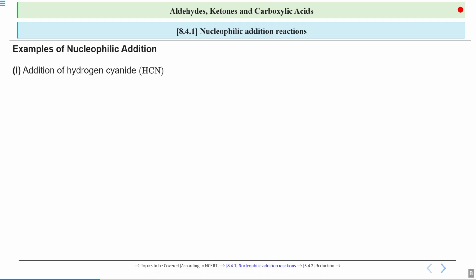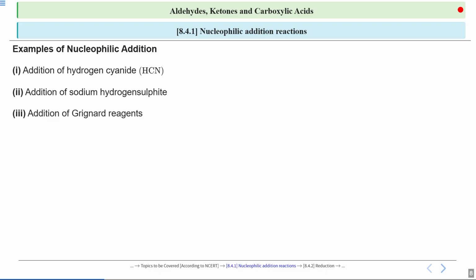First is the addition of hydrogen cyanide or HCN. This reaction involves a nucleophile, and that nucleophile is a cyanide ion which attacks the carbonyl carbon of aldehydes and ketones. And it forms a compound which is known as cyanohydrins. We will discuss this in more detail. Next is the addition of sodium hydrogen sulfide. Sodium hydrogen sulfide adds to the carbonyl group, forming a bisulfite adduct.